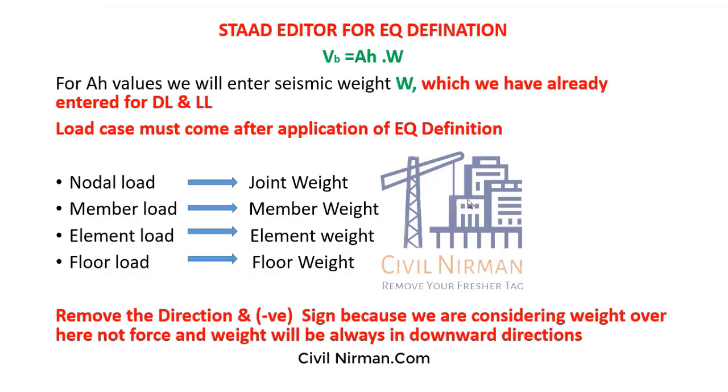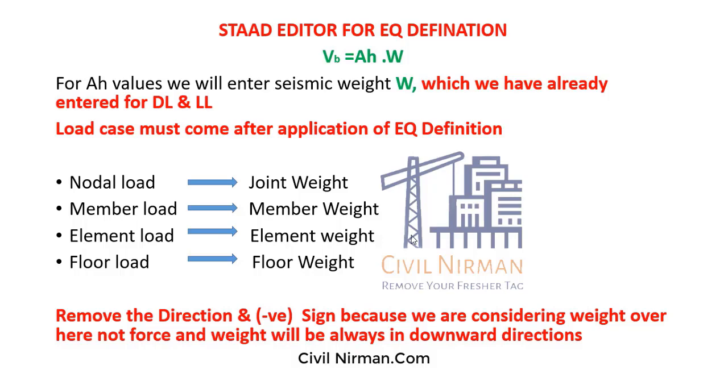now see, in this seismic definition we are implementing W, weight, over here, right? So for AH values we will enter that seismic weight W, which we have already calculated for your dead load, right? Now in case of your seismic definition, your nodal load becomes joint weight. If you have a member load, it will become member weight. If you have an element load, it will become element weight, right? So over here we are referring to weight, right?